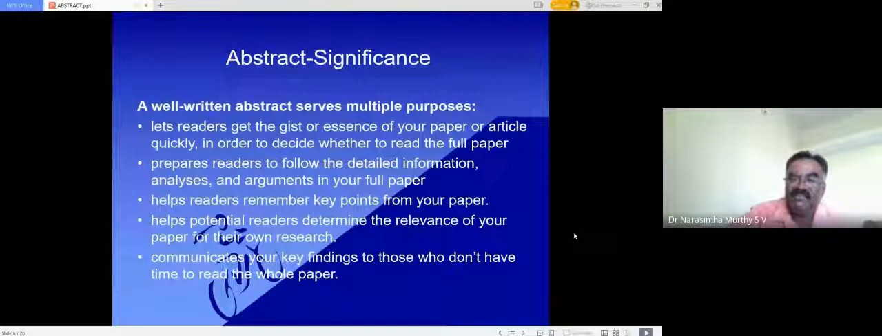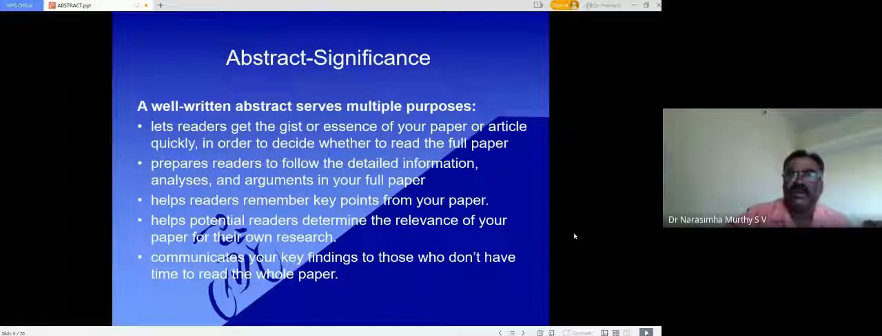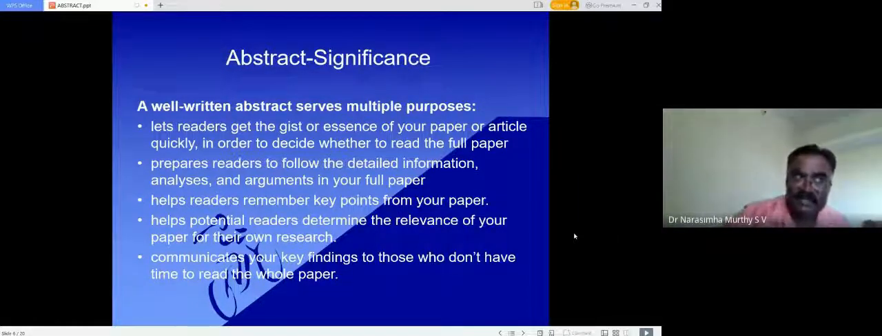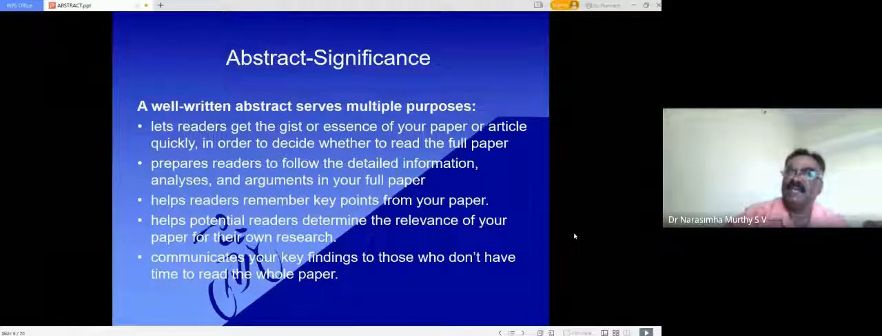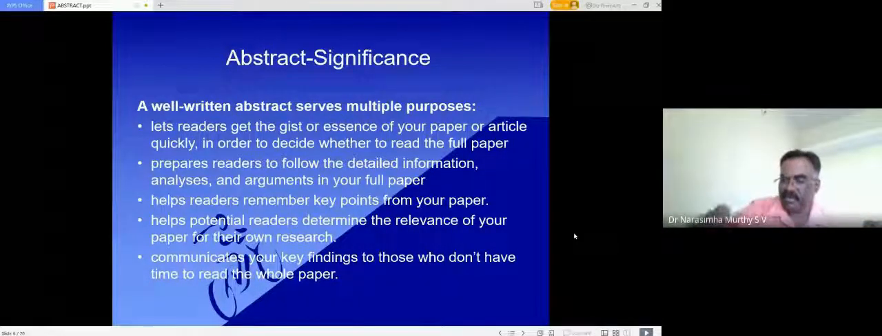And key findings will be known to people who may not have time to read the whole paper. There are many people who may not be able to read it, because access to the main paper is not given so comfortably or freely these days. So for them, abstracts will help them decide whether they can really benefit from your paper or not.